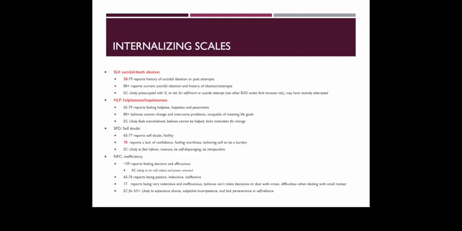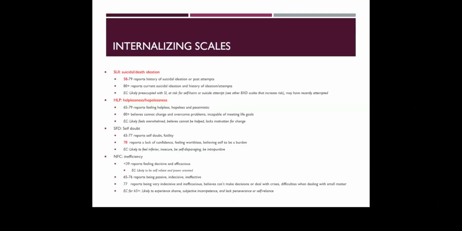In the internalizing camp, particularly if we're focused on the demoralization facets, we have suicidal ideation, helplessness, self-doubt, and inefficiency, ineffectiveness. Note that suicidal death ideation and helplessness, hopelessness are red. That's because they're critical item scales. And note that in the self-doubt domain that I highlighted the 78.